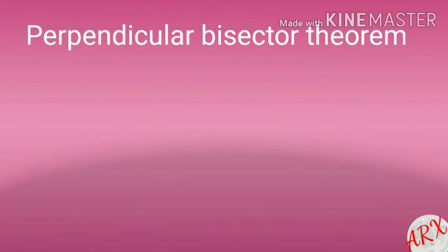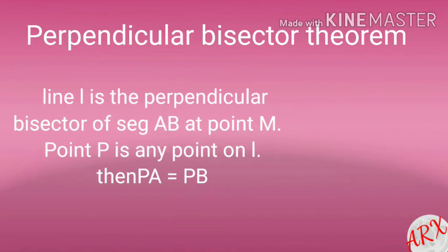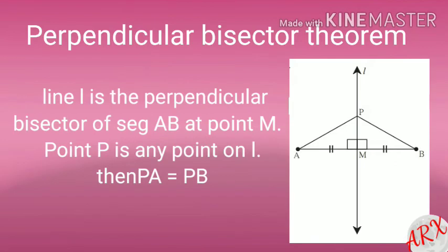Its part first states that every point on the perpendicular bisector of a segment is equidistant from the endpoints of the segment. For example, line L is the perpendicular bisector of segment AB at point M. Point P is any point on line L. Therefore, PA equal to PB.